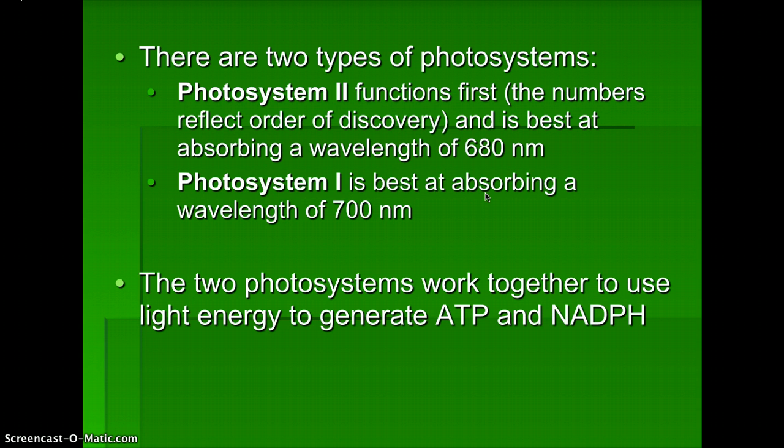Now, there are two types of photosystems. There's photosystem 2, which functions first. The numbers reflect the order of discovery. So basically, photosystem 1 came about first, and photosystem 1 is best at absorbing wavelengths of light at 700 nanometers. And then later we discovered photosystem 2, and actually photosystem 2 is where this all begins. It functions first, and it's the best at absorbing a wavelength of light energy at 680 nanometers. So the two photosystems work together to use light energy to generate ATP and NADPH.